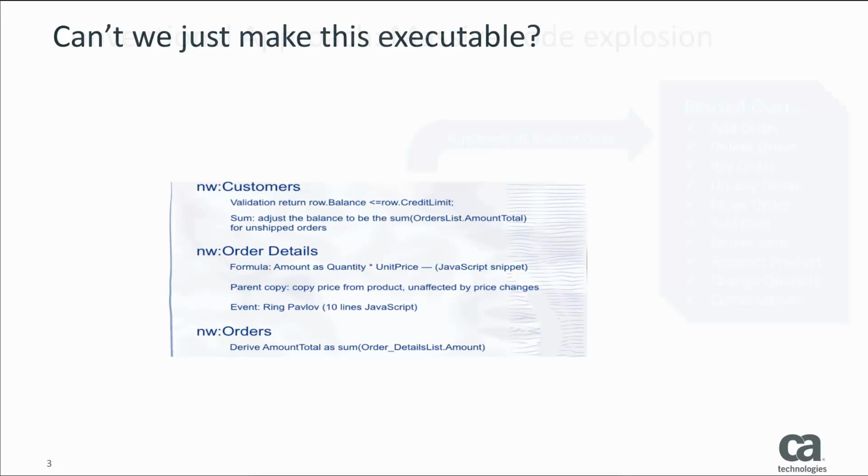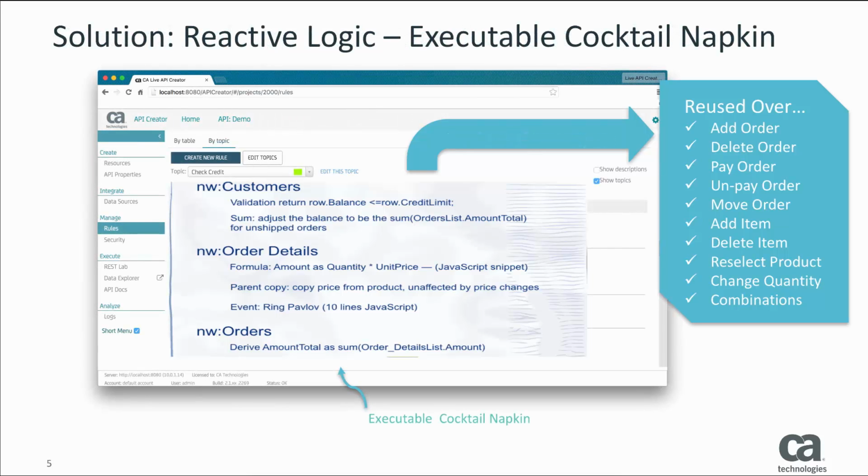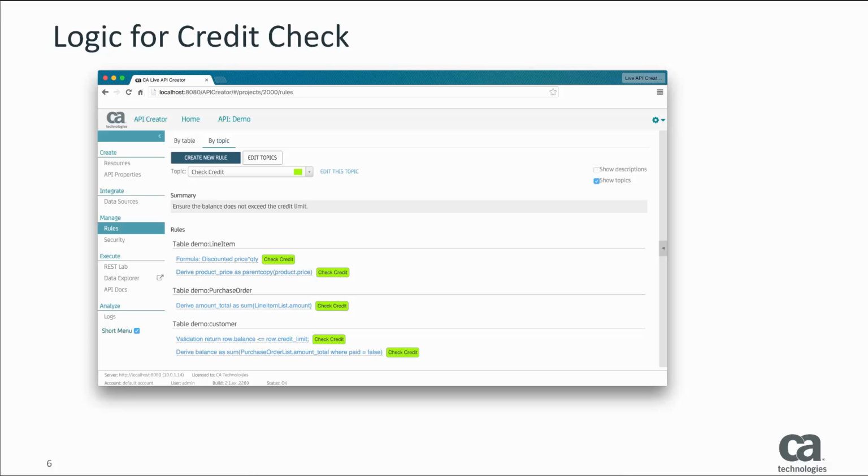The problem is all the code we have to write for all these user stories. Reactive logic makes our cocktail napkin executable. We simply enter our requirements. Here's our logic for a credit check.